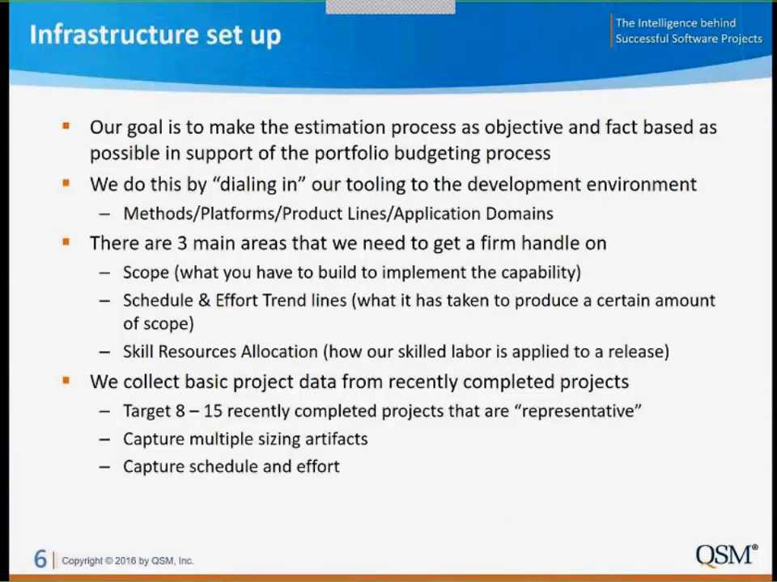The second thing that we're interested in is finding out what it takes to produce a certain amount of scope. We do this by establishing some trend lines based on schedule and effort. How long does it take to build a certain amount of functionality? How much effort does it take? Those become our ground truth for what's capable and help us identify risky and wasteful situations.